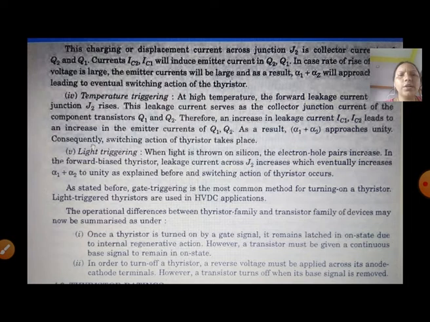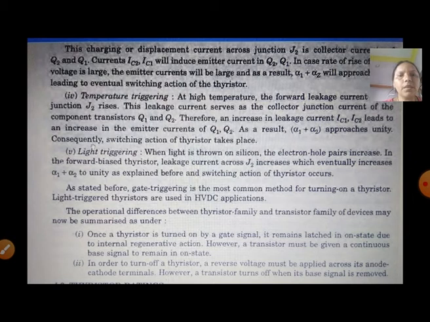If the leakage current increases, obviously the collector current for transistors Q1 and Q2 increases, and this leads to an increase in the value of emitter current. And if emitter current rises, that means alpha 1 plus alpha 2 approaches unity. And again, once alpha 1 plus alpha 2 approaches unity, IA tends to infinite. That means the switching action of the thyristor occurs.